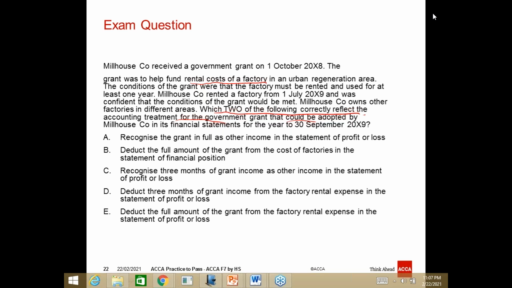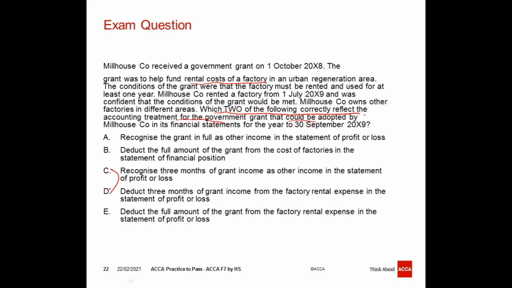And do remember this, that the examiner has asked you about 2 options. So you have to select 2 options because you have 2 treatments for the grant. So the right answer should be C and D. But you have to be very confident when you are attempting the question about why A is wrong, B is wrong, and E is wrong.